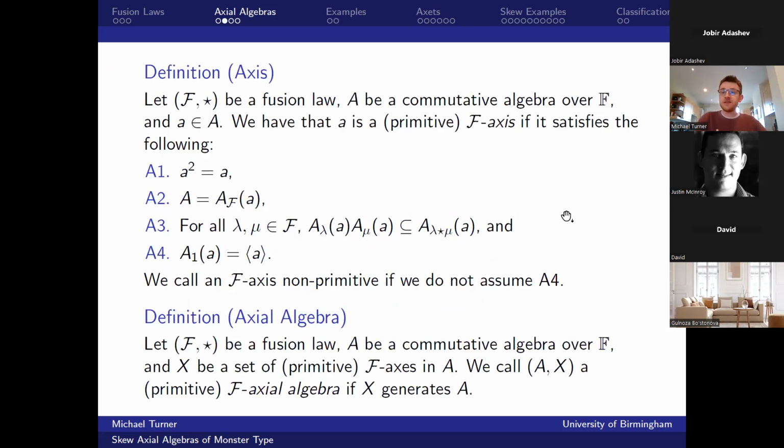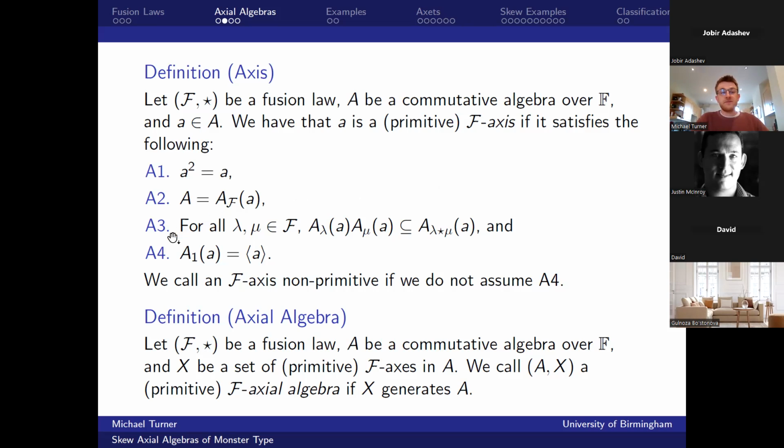So with this, we can now define some special elements in this algebra, which are called axes. So we've got this fusion law F, A being a commutative algebra over the field, and little a being in this algebra. We call a a primitive F-axis if it satisfies 4 properties. So firstly, a squared is equal to a, so a is an idempotent. Secondly, the whole algebra is decomposed into the lambda eigenspaces of a. Further, we want that all the eigenvalues of a are contained in the fusion law.